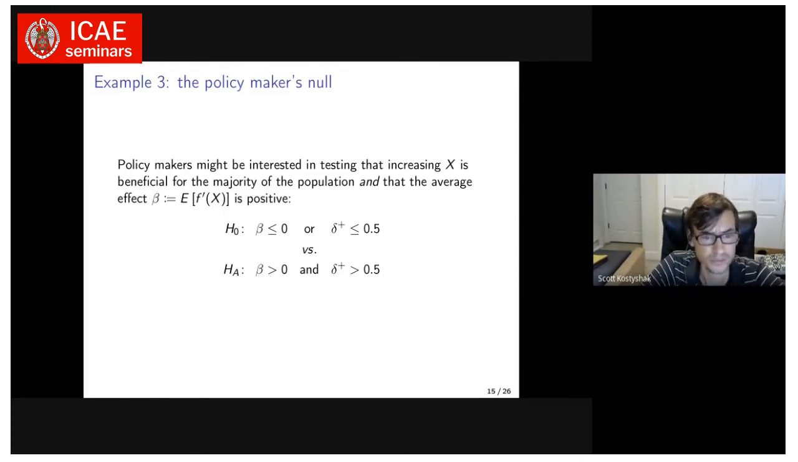So this is a little subjective when I say that policymakers should be interested in this, but you can imagine that some policymakers would have a criteria that a policy is beneficial for the majority of the population and the average effect is positive. So PMP and OLS can be combined in this way. You can make statements about the average effect and the monotonicity.